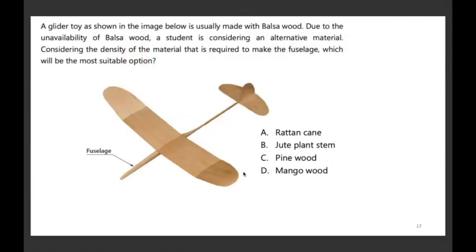A glider toy as shown in the image below is usually made with balsa wood. Due to unavailability of balsa wood, a student is considering an alternative material. Considering the density of the material that is required to make the fuselage, which is this one, which is the most suitable material? Of all of this, the most suitable material is jute plant stem. Okay, we'll move to the next one.